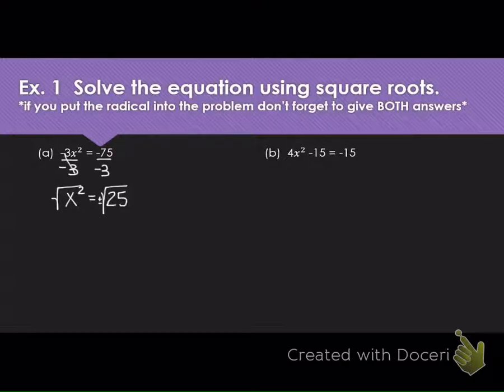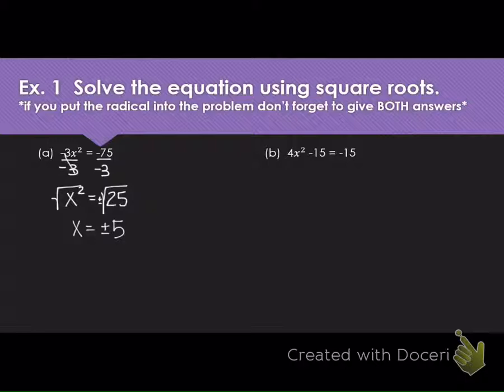Now, what is the square root of x squared? X, and it equals plus or minus. What's the square root of 25? 5. Now, how many answers do we have right there? 2. What are they? Positive 5 and negative 5.